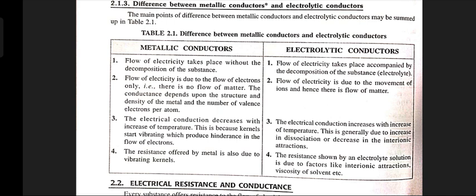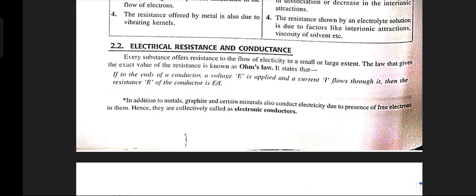In metallic conductors, the resistance offered by the metal is due to the vibrating kernels, whereas in the electrolytic conductors, the resistance shown by an electrolytic solution is due to factors like interionic attraction, viscosity of the solvent, etc. The electric substances offer resistance to the flow of electricity to a small or large extent. The law that gives the exact value of the resistance is known as Ohm's law.